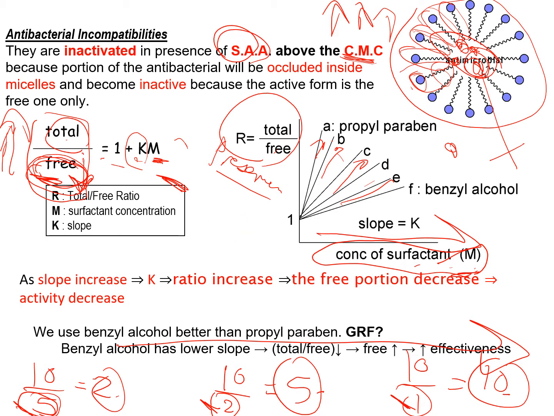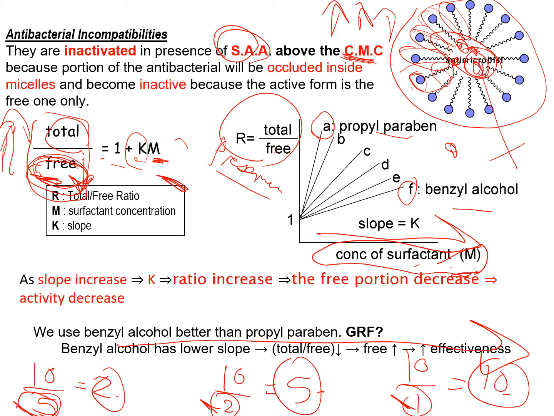Okay, but here we have different lines. Each line belongs to a different preservative. If you have line A and line F, which one is better to be used, propyl paraben or benzyl paraben? Which one will have more free fraction? The one which has more free fraction will be, of course, better because it will be more effective in the presence of the same surfactant.